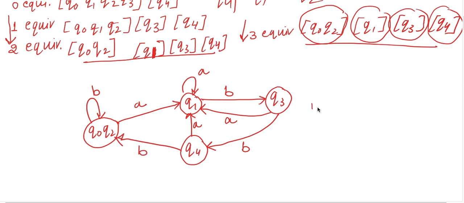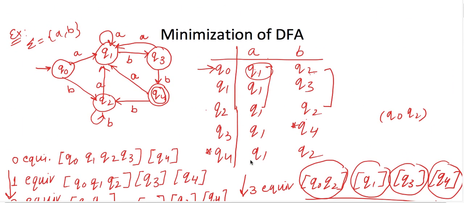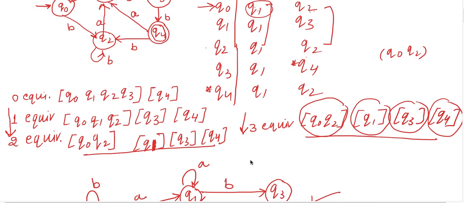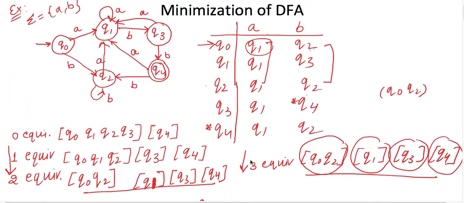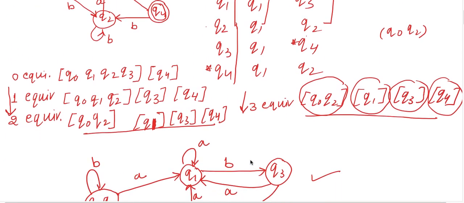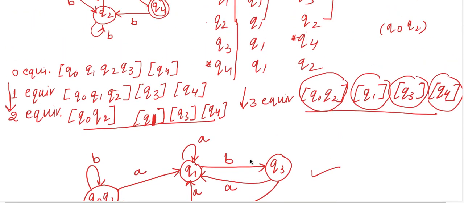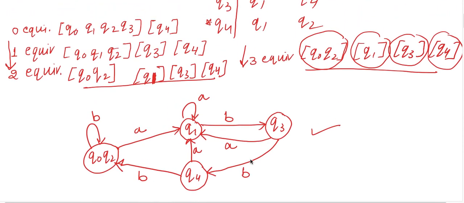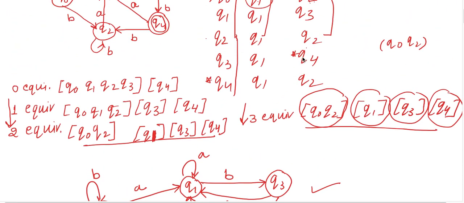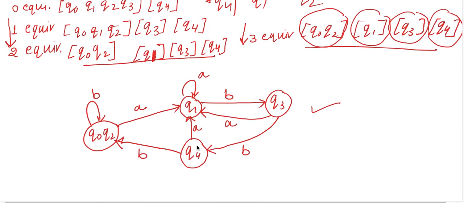Now this is the minimized DFA which we have made. Got it? We'll see one more example and we'll try to understand one more time, so don't worry. You can ask, so where is the final state in the DFA? You already know it. Which one is going to be the final state? Which one have we already marked? Q4. So that is why Q4 is going to be the final state. Okay, got it?